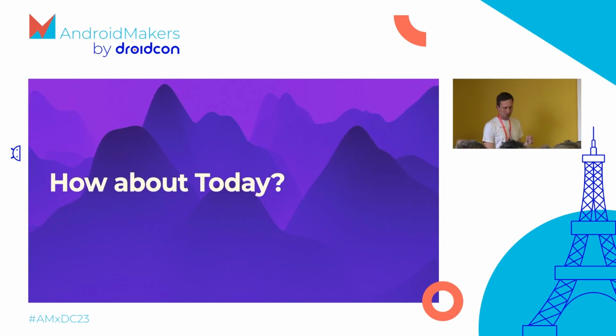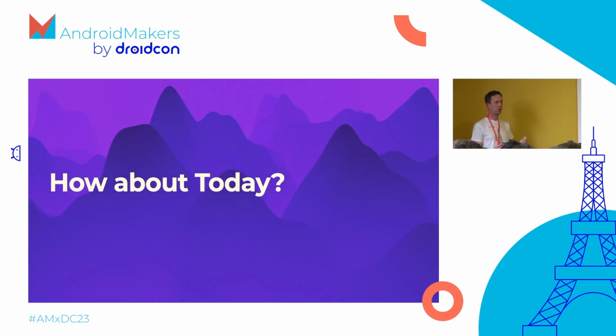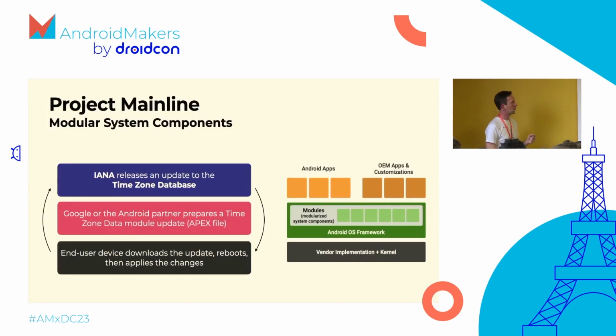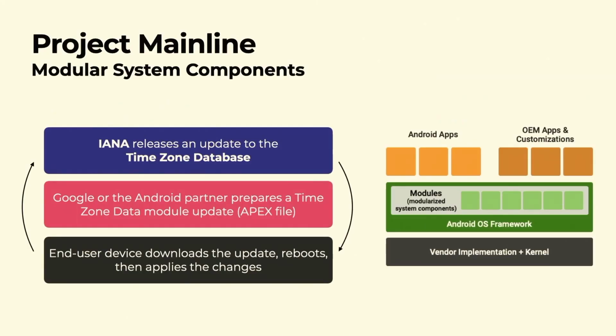What about today? The question you might ask is, okay, there is java.time, but how can I be sure that the time zones are up to date? This is what I found: the project Mainline. The project Mainline is on top of the project Treble. It simplifies how Google delivers updates to the Android ecosystem, and Android 10, so it's quite new, modularized some Android system components, and they enable them to be updated outside of any Android release cycle. So basically, the end user devices can receive updates to these modularized components from the Google Play Store infrastructure.